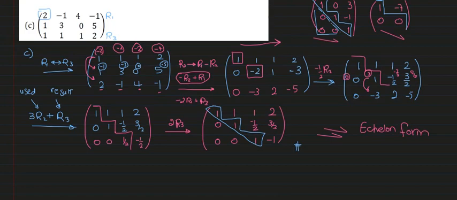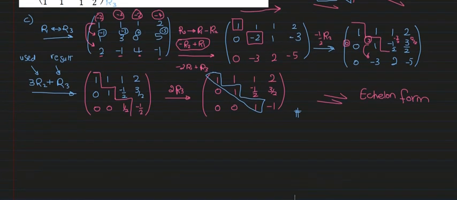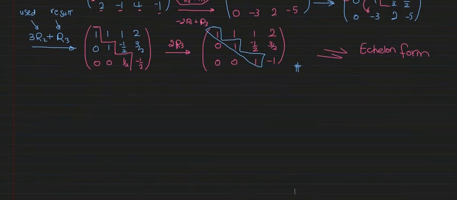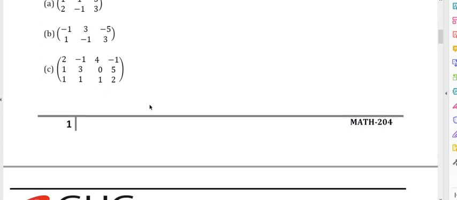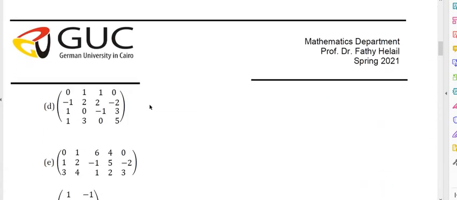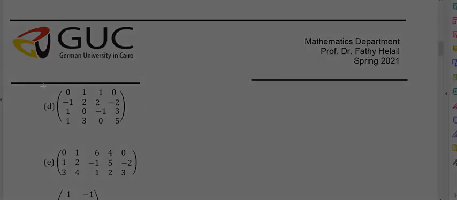Let's do it again, but we'll try to be more quick. So let's take number D from the worksheet.